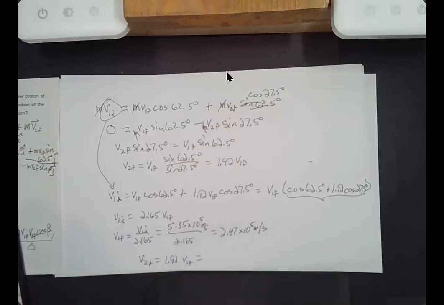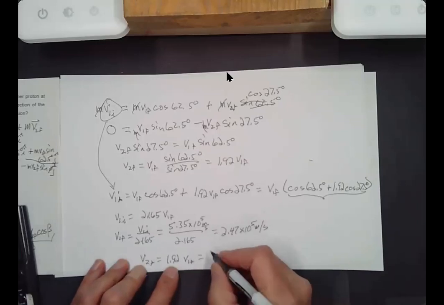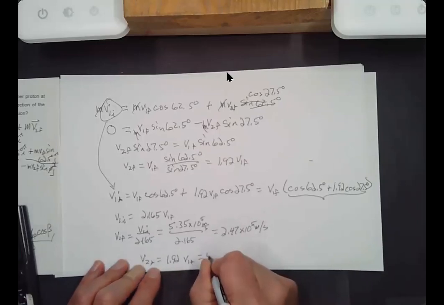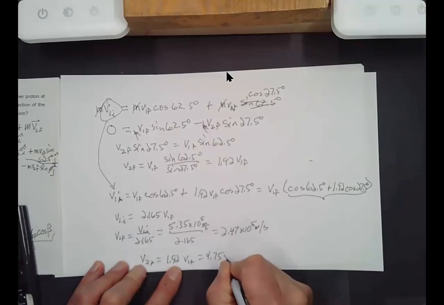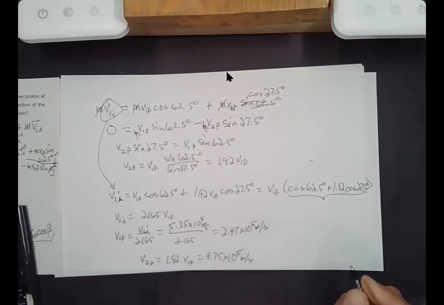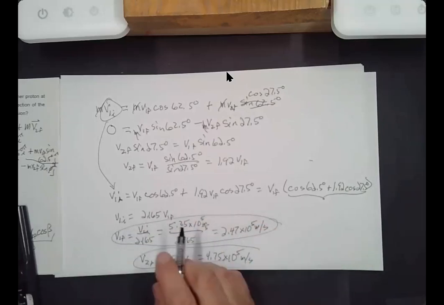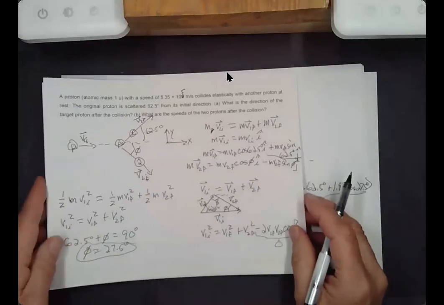And V2 final is 1.92 V1 final. So if I just multiply that by 1.92, I just figured out all kinds of stuff. I get 4.75 times 10 to the fifth meters per second. So, seemed like a whole lot of unknown stuff there, but we figured out a lot.